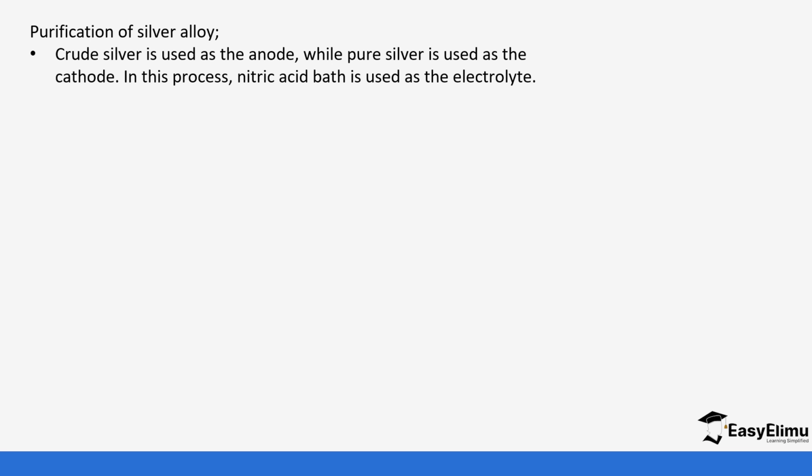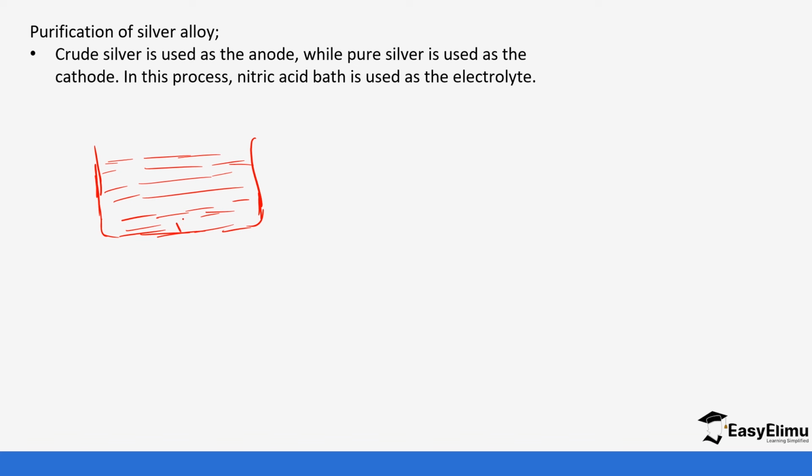Purification of silver. Crude silver is used as the anode, while pure silver is used as the cathode, and in this process nitric acid is used as the electrolyte. So let's show that in our setup. We start by drawing the setup of the electrolysis. They are both placed in a solution of nitric acid. We need to show that.